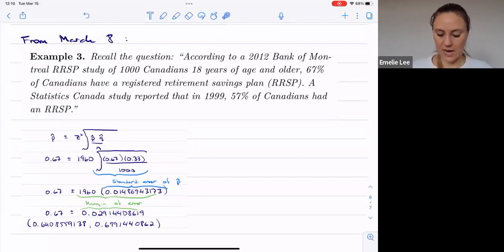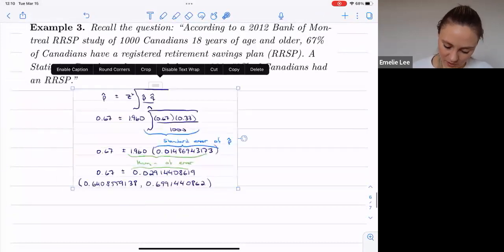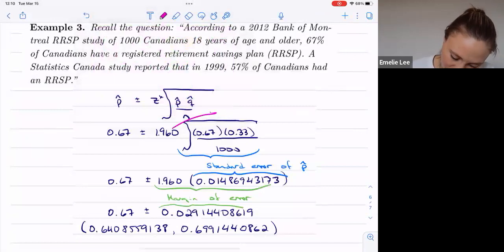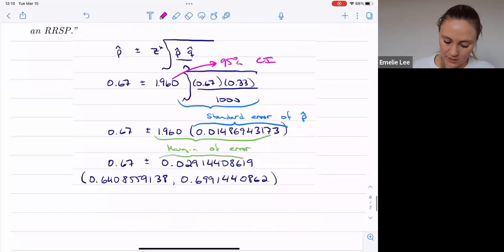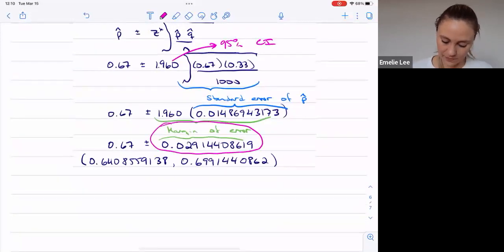So we had a sample proportion of 0.67, and we wanted to build a confidence interval. So we build a 95% confidence interval. This is a 95% confidence interval, and what we found was that this was our margin of error.